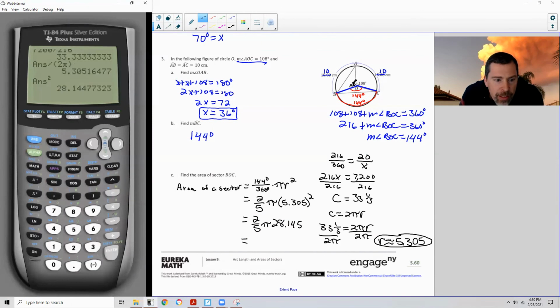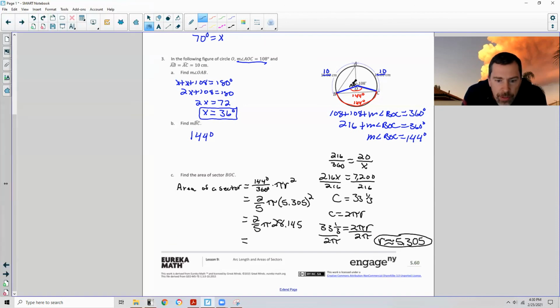And now let's just finish this. So I'm going to multiply 28.145 times 2/5 pi and get a decimal. And we get 35.37. So this is 35.37 centimeters squared. Woo! Did you follow that one? Okay, there we go.